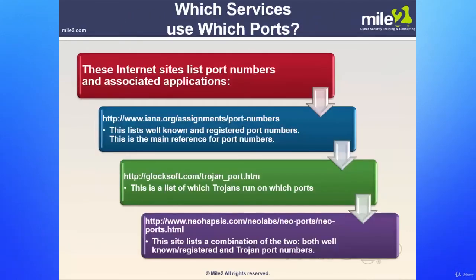So when we figure out what services run on which ports, you can actually go online and check out the IANA.org port number assignments, which shows a list of well-known and registered port numbers. This is also the main reference for port numbers. You can also check out a list of Trojans which run on certain ports by going to glocksoft.com/Trojan_port.htm. And you can go to neohapsis.com, neolabs, neoports, neoports HTML. This site lists a combination of the two, both well-known and registered, and Trojan port numbers as well.